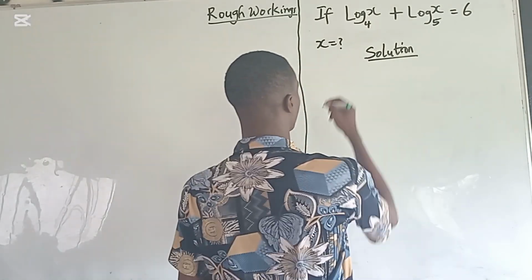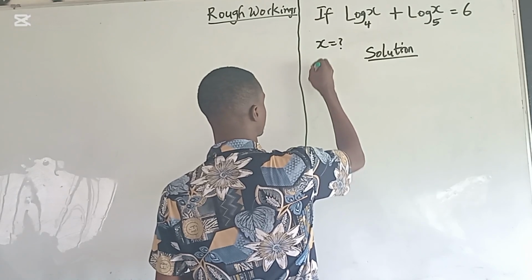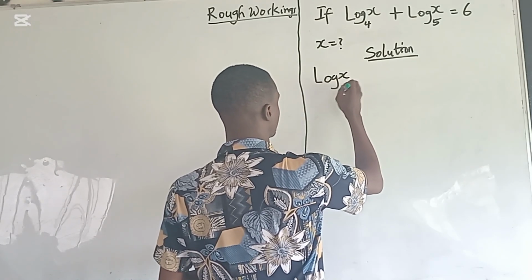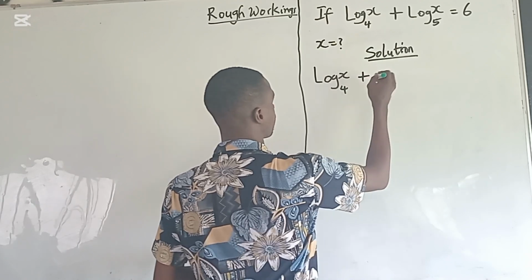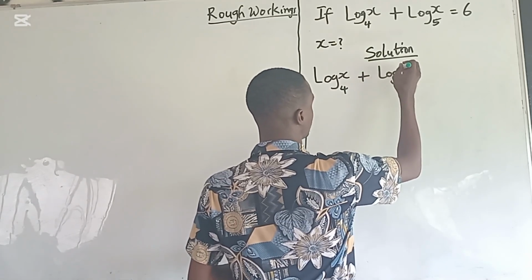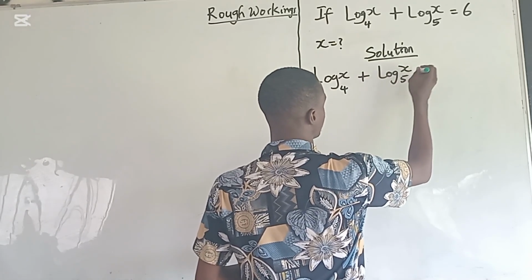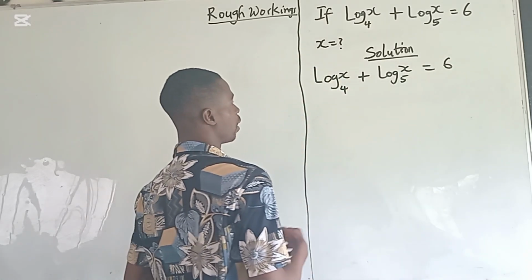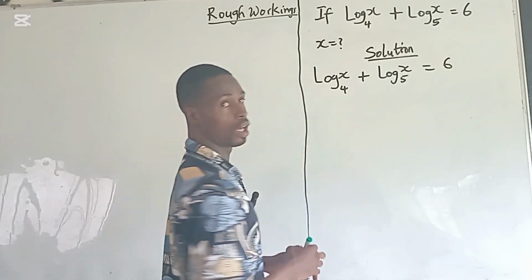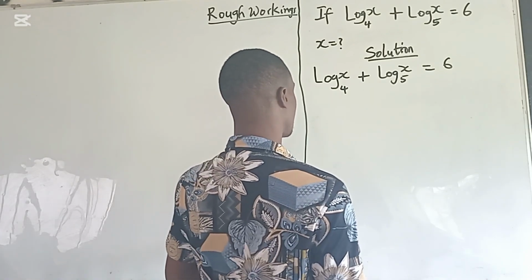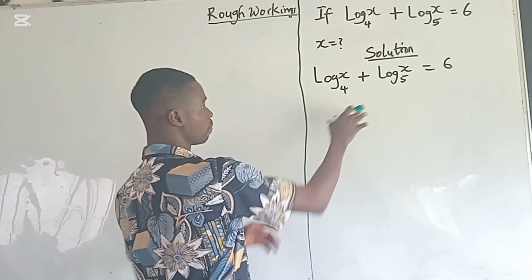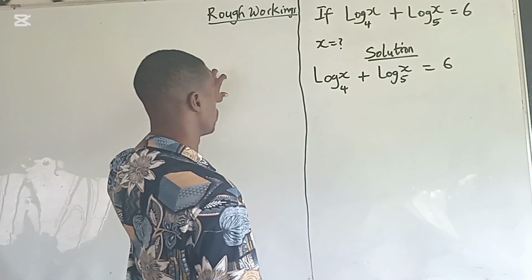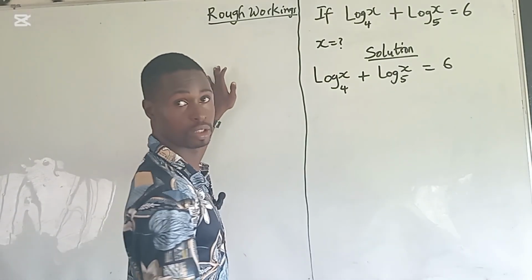So now we have log x in base 4 plus log x in base 5 equals 6. So we are to find the value of x. Now, for the purpose of neat workings, I'll be writing some notations here in this workings place.